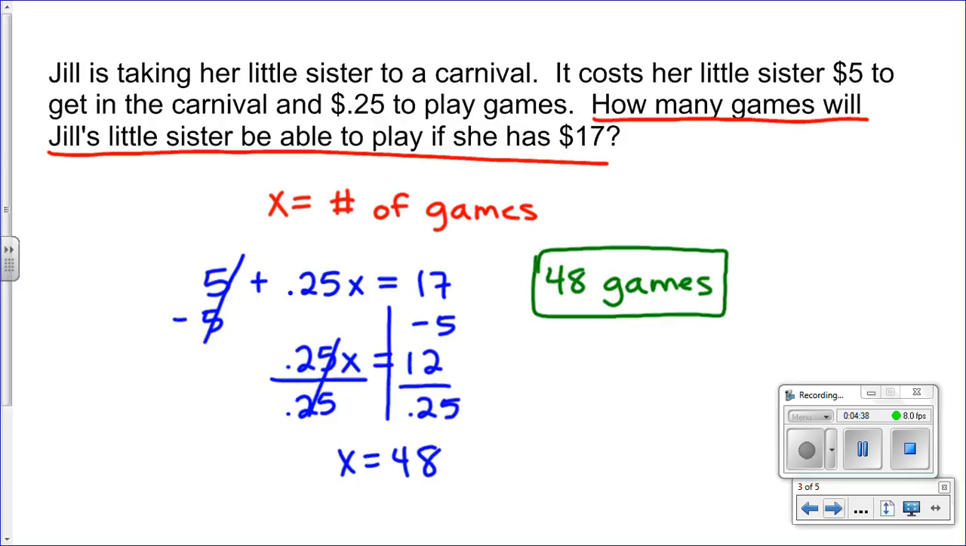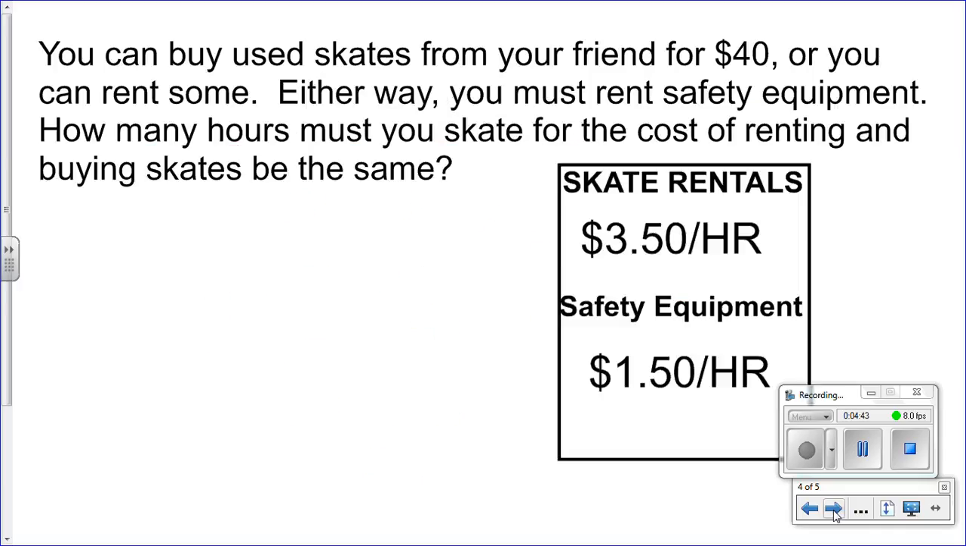Okay, we're going to look at one more word problem. You can buy used skates from your friend for $40 or you can rent some. Either way, you must rent safety equipment. How many hours must you skate for the cost of renting and buying skates to be the same?